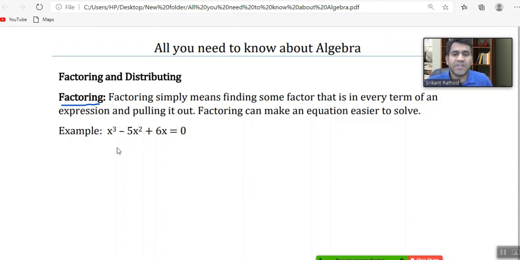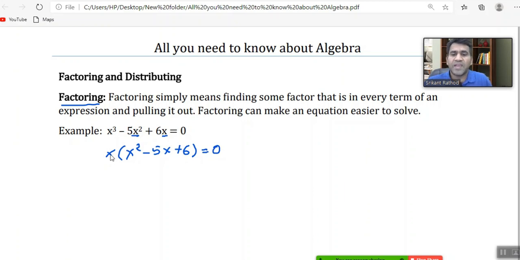x cubed minus 5x squared plus 6x equals 0. So what is the common term in this entire expression? x is the common. x cubed means there are 3 x's, x squared means there are 2 x's, and x is the single. So you have to take the minimum, the smallest term, as the common factor. If I take x as a common factor, how does the expression become? It becomes x squared minus 5x plus 6 is equal to 0, right?